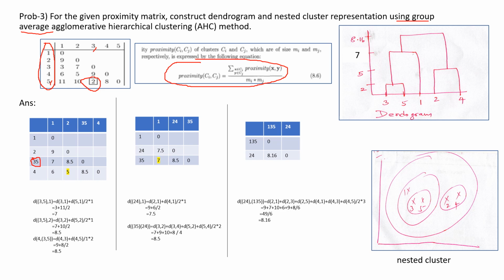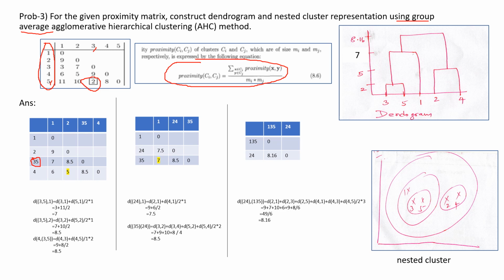Now your job is to find the distance from 3, 5 to 1, and 3, 5 to 2. Other things will be the same because the distance from 2 to 1 is 9, the distance from 4 to 1 is 6, and the distance from 4 to 2 is 5. So your job is to find the entries 3, 5 to 1, 3, 5 to 2 and 4 to 3, 5, because we are finding the distance from the merged cluster to the points.